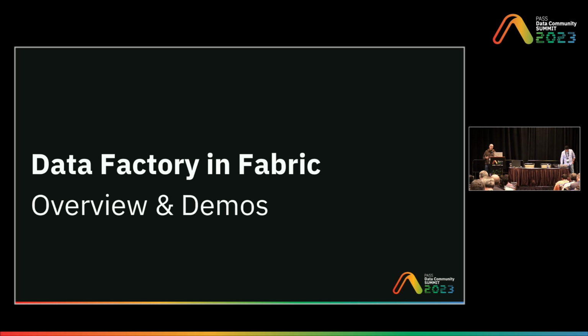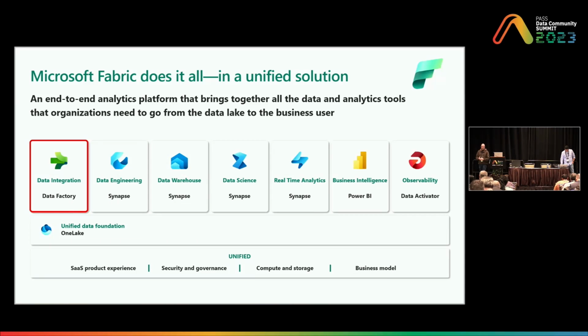Let's start with the first block, Data Factory in Fabric. You've probably seen this slide or a similar slide about 100 times this week and over the last few months. Microsoft Fabric is the forward-looking, next-generation end-to-end analytics solution built by Microsoft. And this is a complete analytics suite that provides all sorts of capabilities, from data integration to data engineering, data warehousing, data science, real-time analytics, business intelligence, of course, with Power BI. And the latest addition to this pack was a few months ago with the Data Activator capabilities for observability.